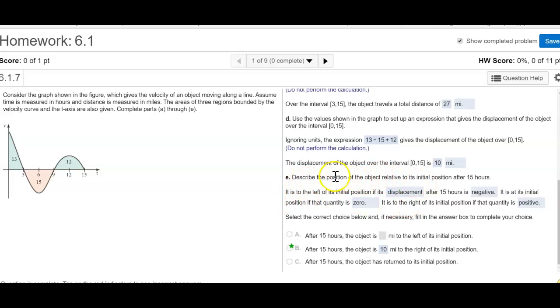So it wants us to describe the position of the object relative to the initial position after 15 hours. It is to the left of its initial displacement after 15 hours, and it's negative. If it's at its initial position, then it's 0, and if it's to the right, then that quantity is positive. Select the correct choice below and fill in the box if necessary. After 15 hours, the object is 10 miles to the right of its initial position.